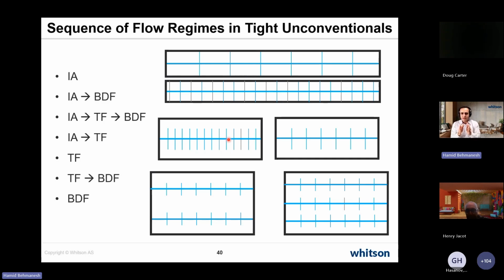Because the fractures start to interfere maybe in the first month, or first couple of days, right? Because we aggressively put these fractures close to each other. Then we go from a very short-lived infinite acting period to a transient period beyond the tip of the fracture, to boundary dominated flow. Have I answered your question, sir? Perfect. I hope so. Okay, thank you.